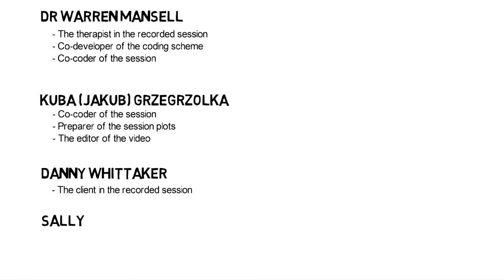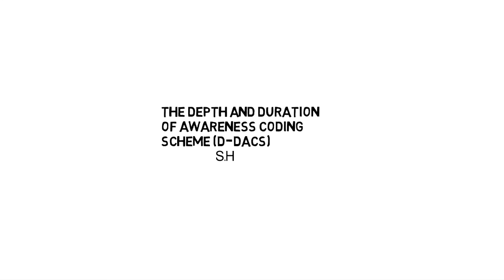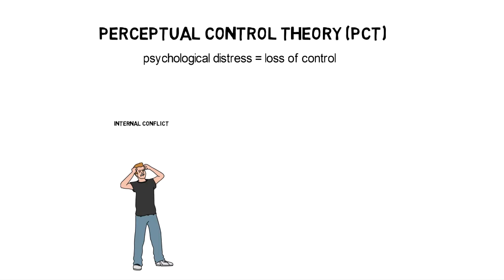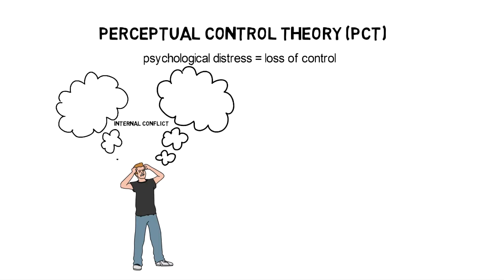The visual for this session is a coding scheme developed by myself and Sally Higginson. Method of Levels is based on perceptual control theory, which proposes that psychological distress is loss of control. The most pernicious factor underlying loss of control is conflict, wanting two incompatible outcomes at the same time.